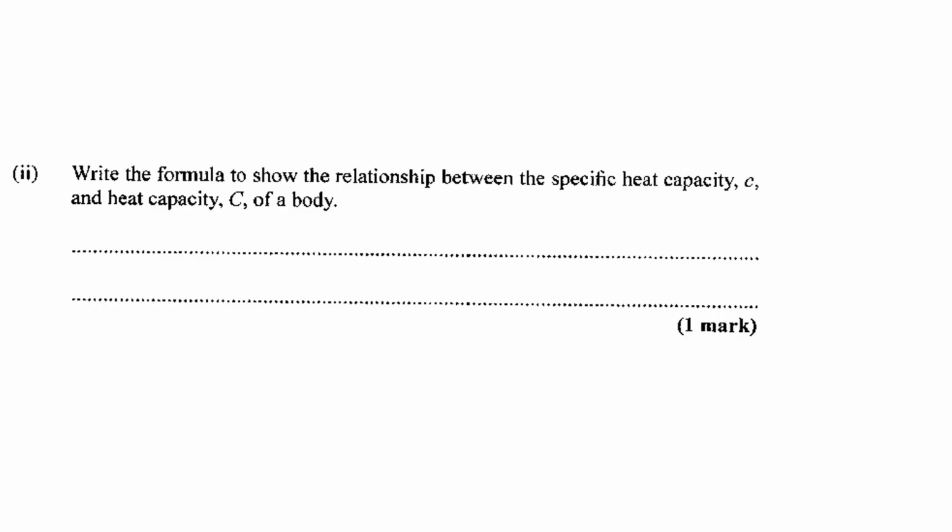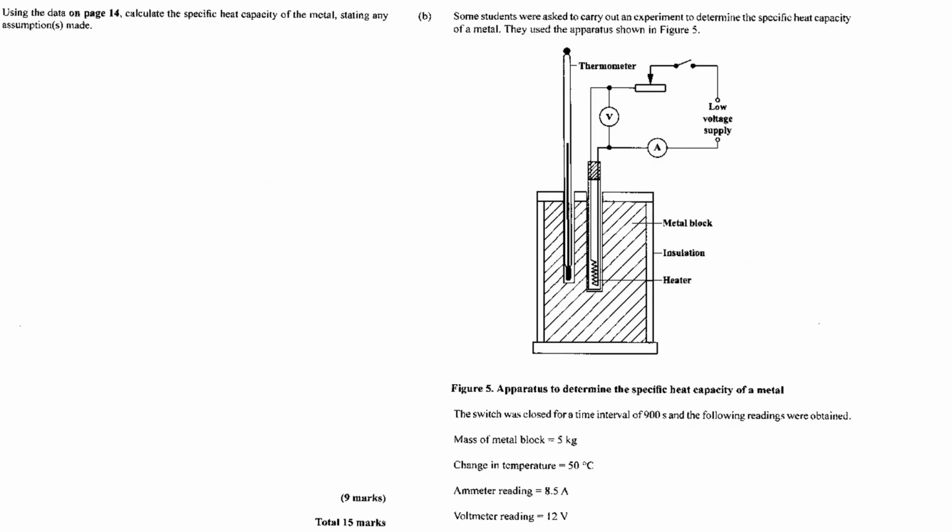This is a question that has come up multiple times on multiple exam papers. It is simply big C is equal to m times the little c. Heat capacity is equal to mass times specific heat capacity. Then, using the data on page 14, which you see to the right of the screen, you're to calculate the specific heat capacity of the metal, stating any assumptions made.